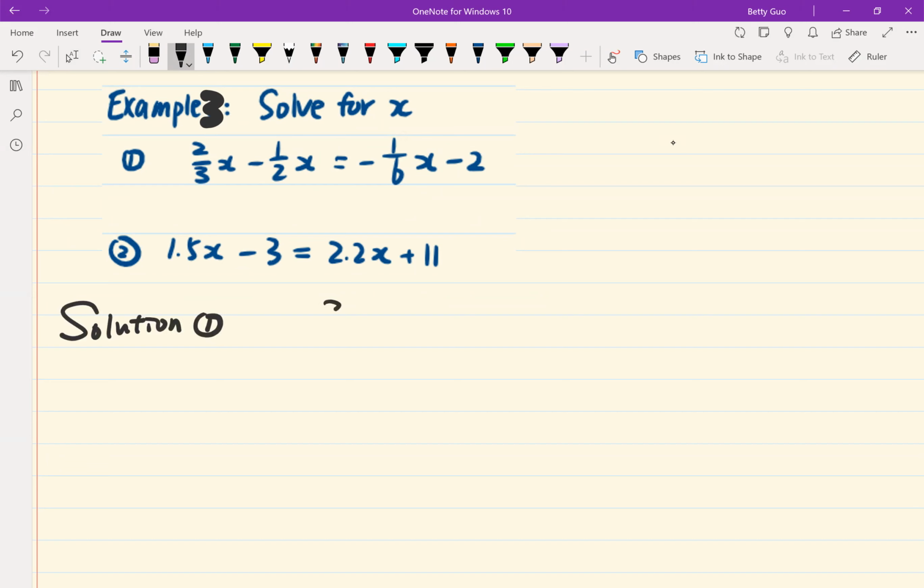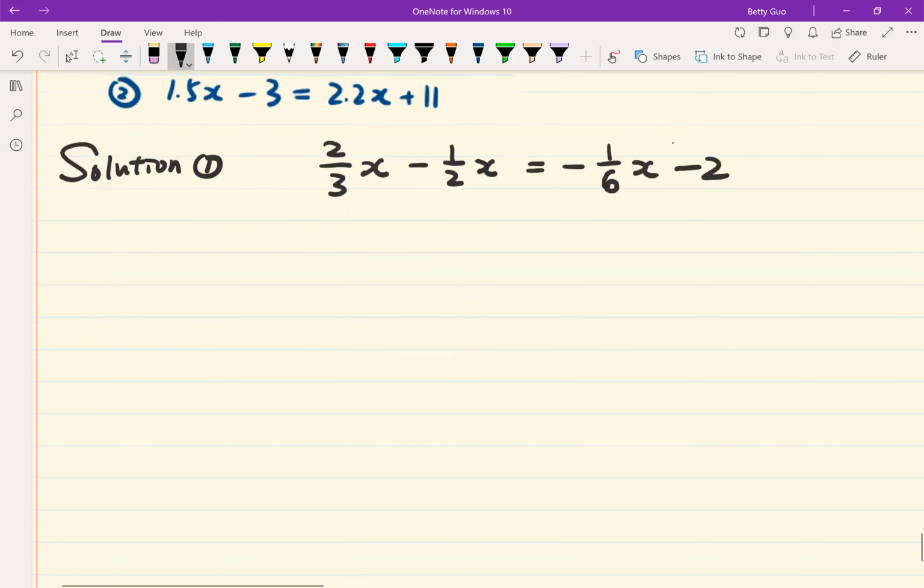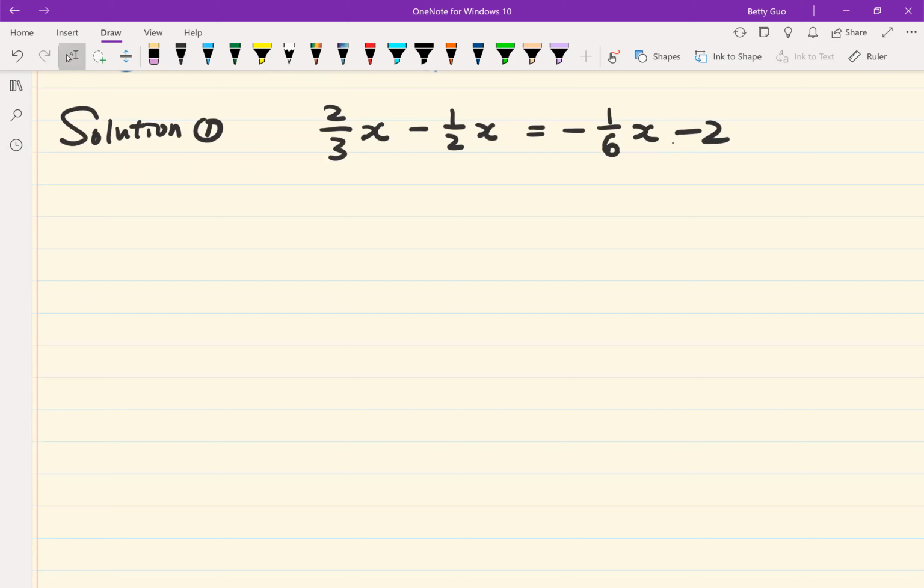This equation is 2/3 x minus 1/2 x equals -1/6 x minus 2. Does my 6 look like a B though? I'll try to write it better. Yeah, -1/6 x minus 2. All right. This is a good example, all right? It has fractions as coefficients.